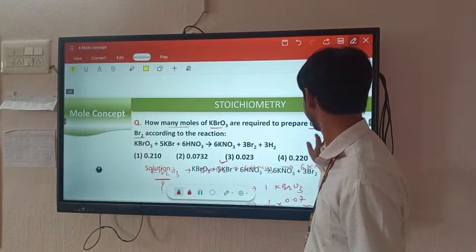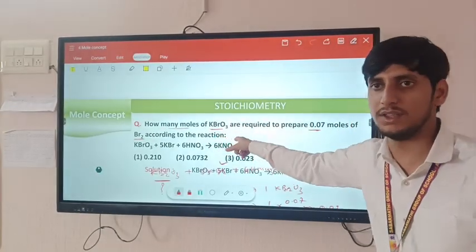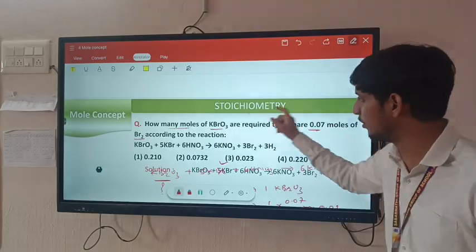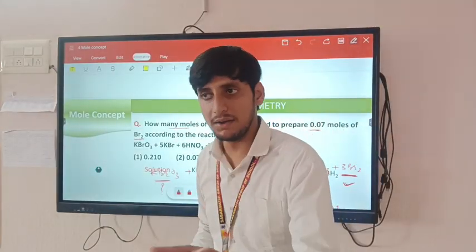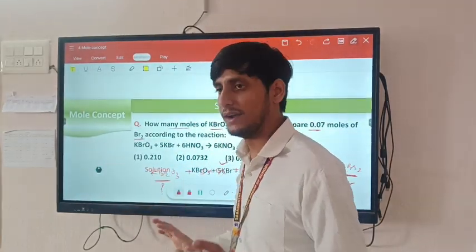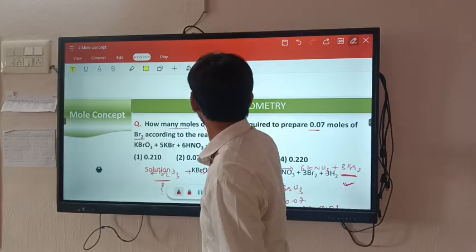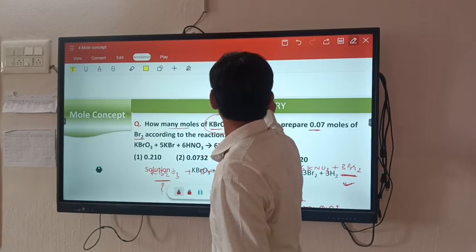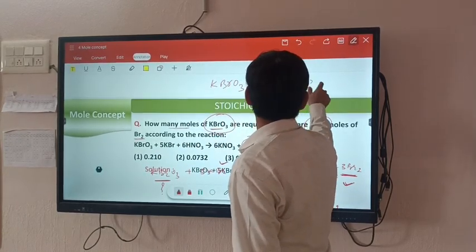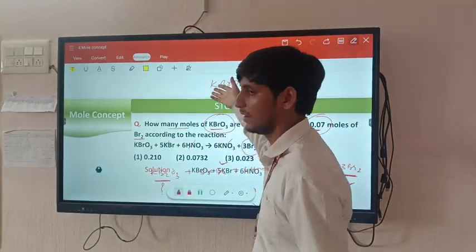Solve the same type of question. How many moles of KBrO3 are required to prepare 0.07 mole of Br2? According to the given data and target, no need to take more things. They ask for KBrO3, and the given data is Br2. No need to take the rest, directly take the given and target.